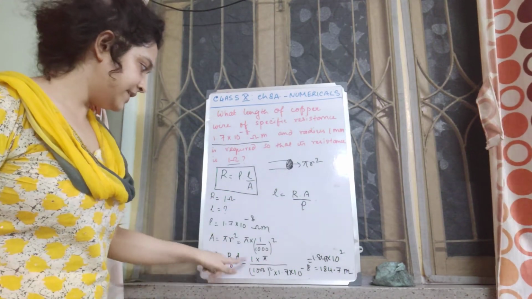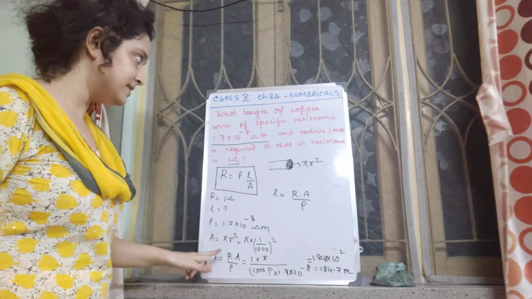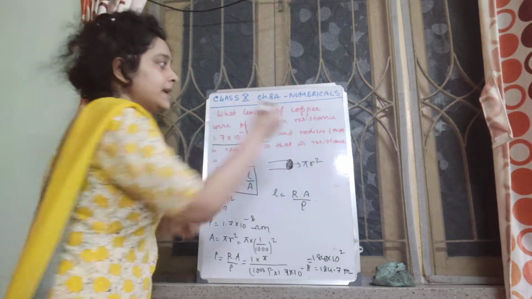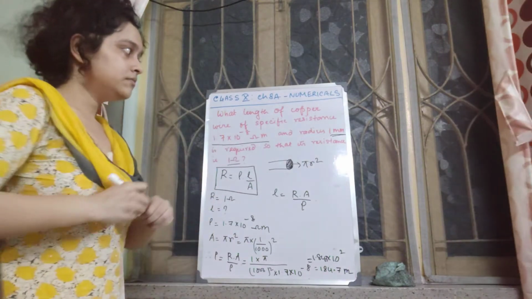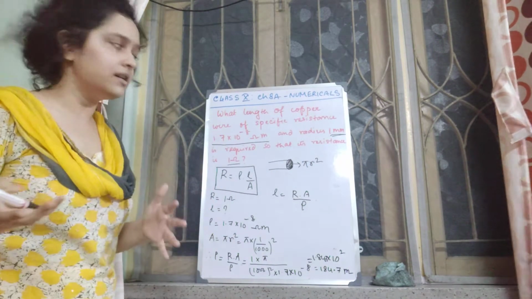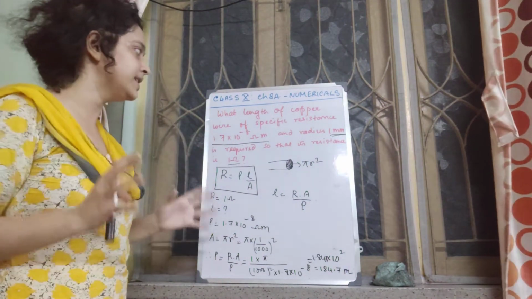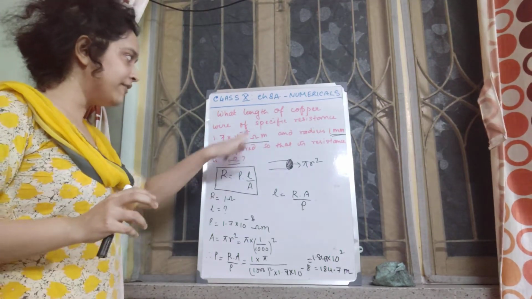Rho is given, what is A? Pi r square. Now the radius is 1 millimeter. What do we have to do? Convert to meter, because we need the answer in SI unit. Ohm meter, ohm, everything is in SI.